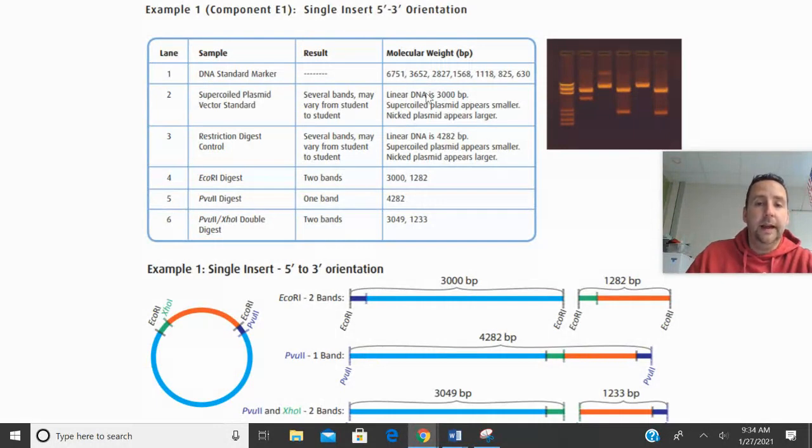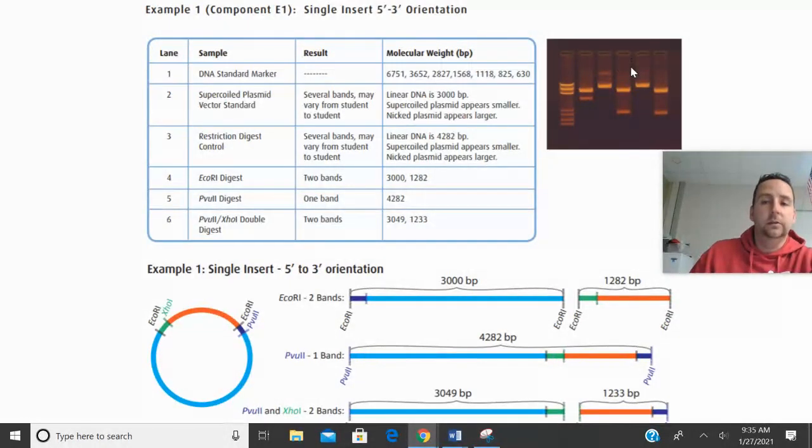So this is the plasmid, okay, and this is just the plasmid with no kanamycin gene inserted. And this is the plasmid with the kanamycin gene inserted, and it should be a 4282. And so if you look at that right here, it's between the 6751 and 3652 bands. So that falls in that range, okay? And so for this one.